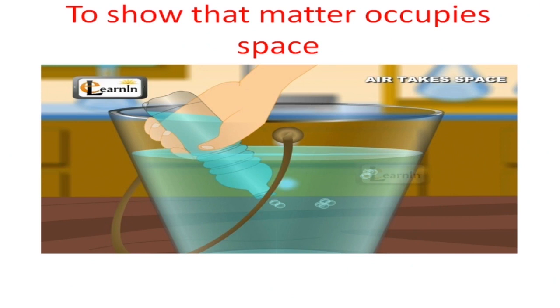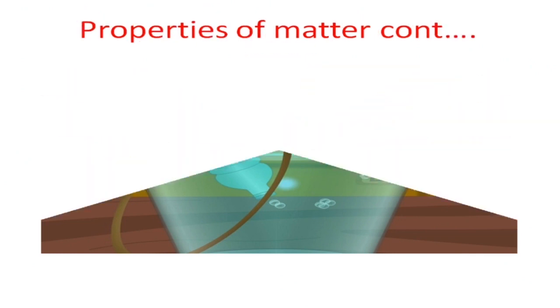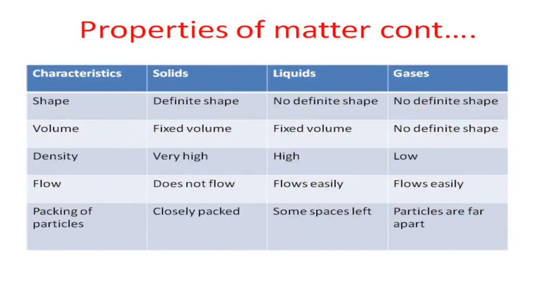So we proceed, and we still want to look at the properties of matter. Here is a summary of the properties of matter that we have been observing from our various demonstrations. We look at the characteristics of the properties, and we are going to outline the characteristics of all the three states of matter, beginning with solids, then liquids, and lastly gases. The first characteristic that is common across the three states of matter is shape.